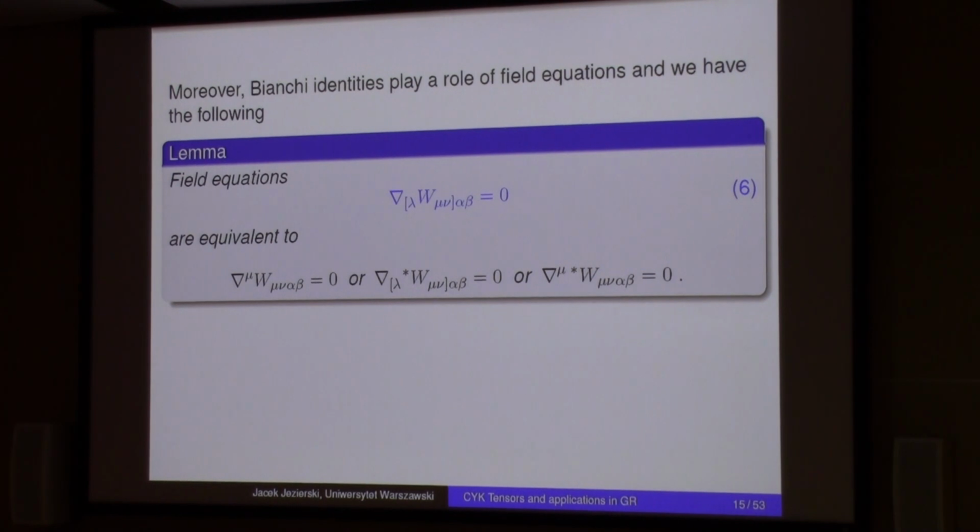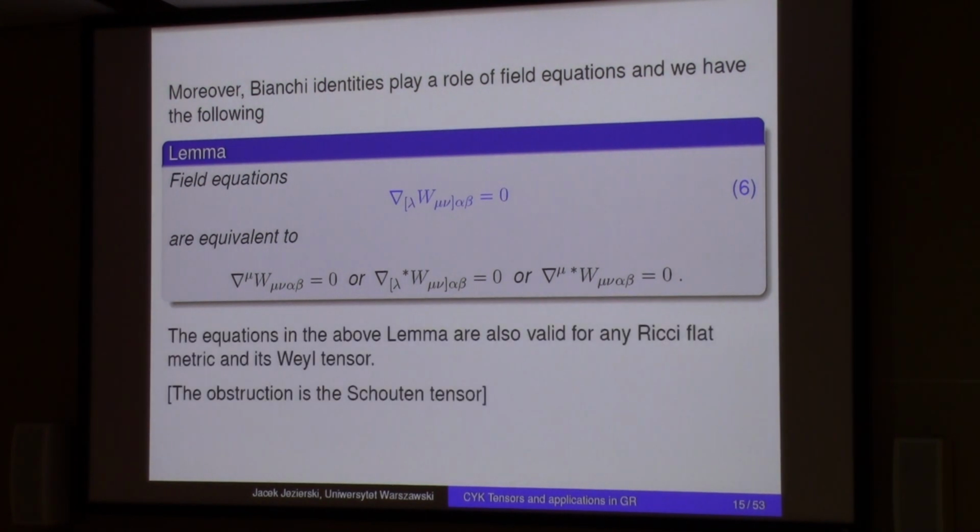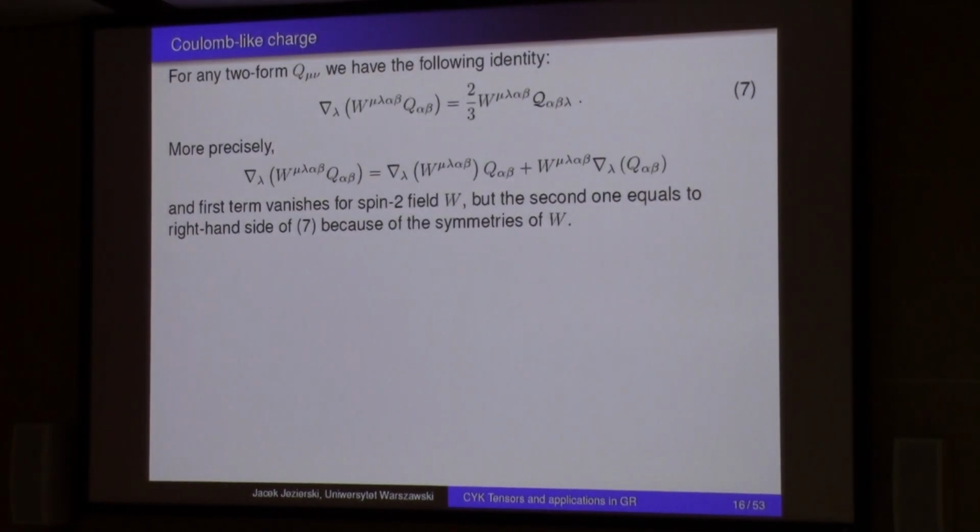Okay, so the Bianchi identities play a role here as the field equation. One can say that 6 is the spin-2 field equation. They are equivalent to other ones, and one should remember that the Schouten tensor has to vanish to fulfill this equation in the case of the full linear field. So okay, and now we play the game.